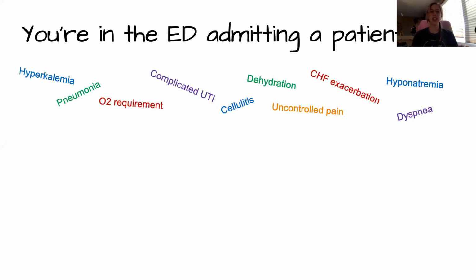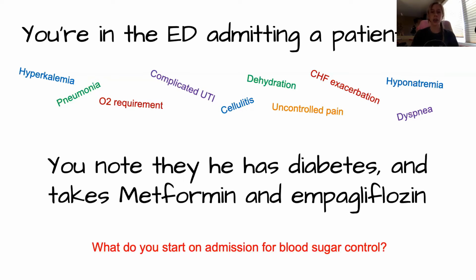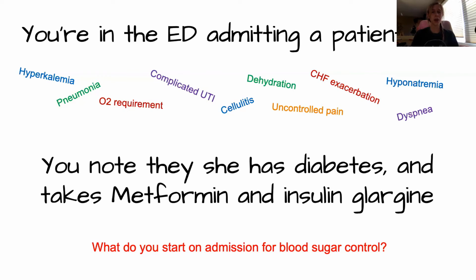So let's say you're in the ED, you're admitting a patient for any of these reasons or many other reasons, something other than DKA, just any other reason to come into the hospital. You note that they have diabetes and they take metformin and empagliflozin, one of the GLP-1 antagonists. What do you order? What do you start on admission for blood sugar control? The empagliflozin isn't on formulary. What about if they are on a home insulin regimen like glargine? What do you start then? Does it depend on what they're sick with?